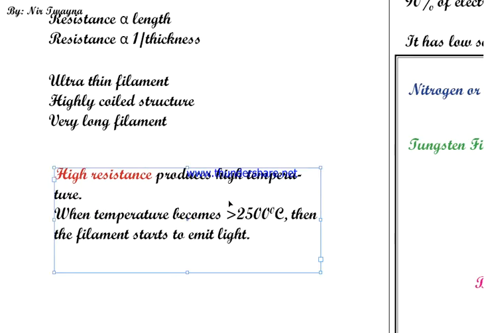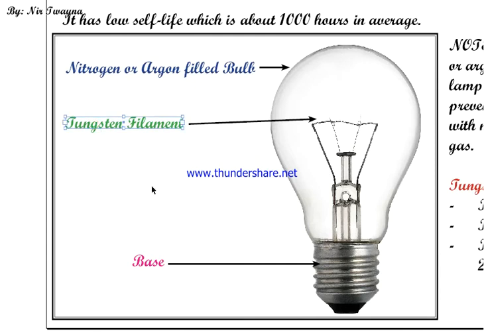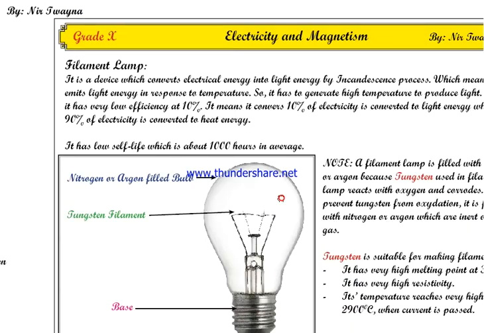So you must choose a material whose melting point is more than 2500 degrees Celsius. Understood or not? To make a filament, you must choose a material which has very high resistance and whose melting point is greater than 2500 degrees Celsius, and such a material is tungsten. That is why tungsten is used as the filament in a filament lamp. Understood? Okay, let's see what else is here.